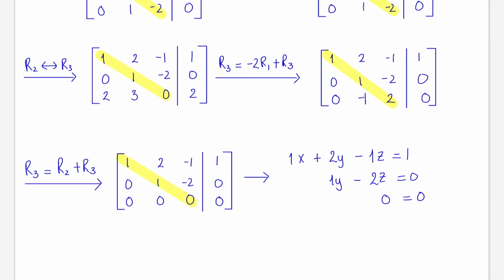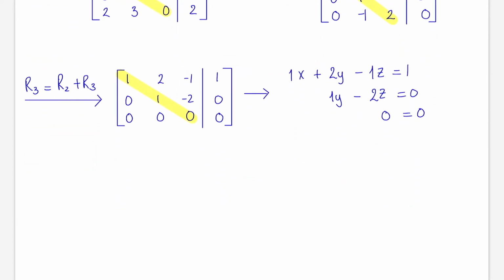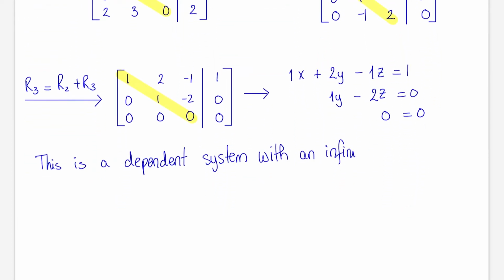So what does that mean when you have a statement that is an identity, because you have 0 equal to 0? So this system is a dependent system, which means you have an infinite number of solutions. So in this system, we have an infinite number of solutions.